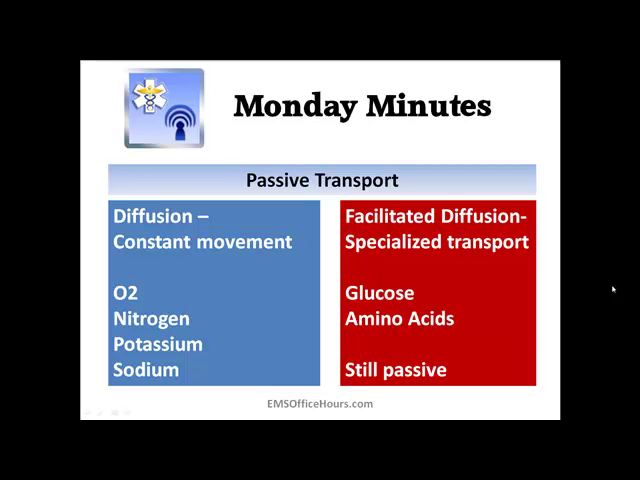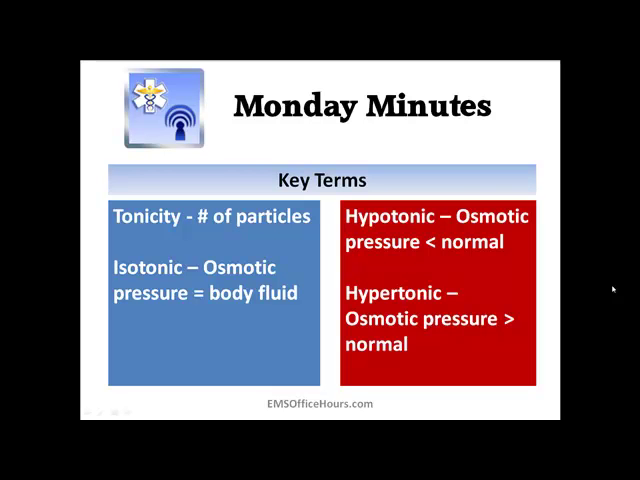Now I want to go over a couple more key terms before we wrap up today's session. And we're going to talk about this word here. I'm probably going to murder it, but it's tonicity. And this is the number of particles of the solute per unit volume. Now, you probably won't see that too much on exams, but just keep in mind that tonicity is the number of particles. Now, we talk about isotonic, right? And you hear a lot of isotonic fluid, hypertonic fluid, hypotonic fluid, right?